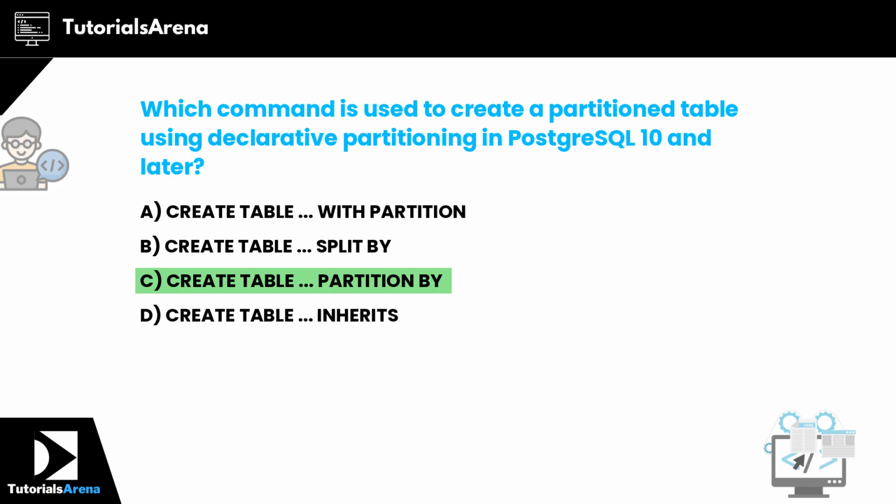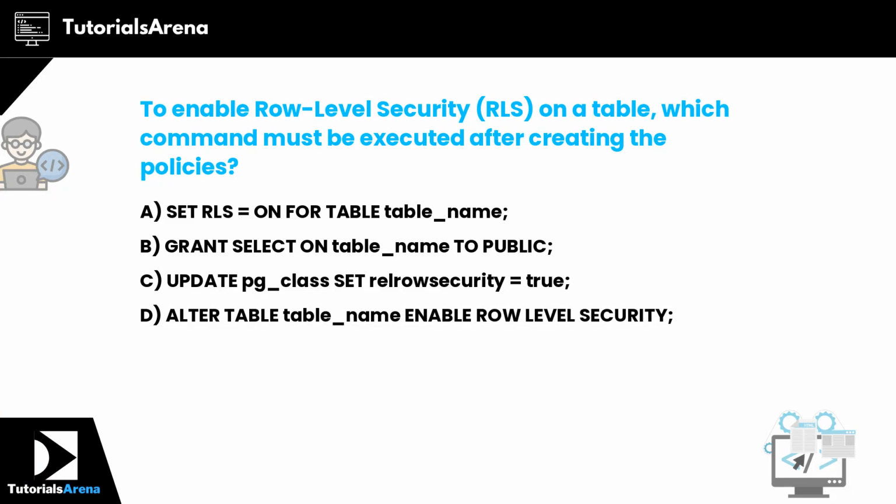PARTITION BY. To enable row-level security, RLS, on a table, which command must be executed after creating the policies? The correct answer is option D. ALTER TABLE table_name ENABLE ROW LEVEL SECURITY.